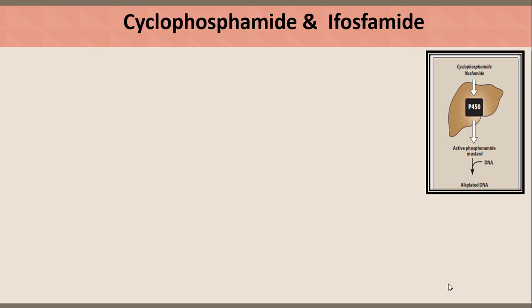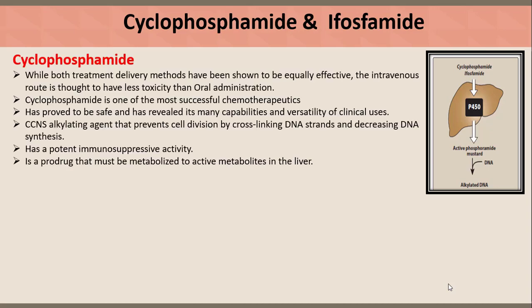When it comes to cyclophosphamide, while oral and intravenous delivery methods have been shown to be equally effective, the intravenous route is thought to have less toxicity than oral administration. Cyclophosphamide is one of the most successful chemotherapeutics. It has proved to be safe and has revealed many capabilities and versatilities of clinical use. Cyclophosphamide is a cell-cycle non-specific alkylating agent that prevents cell division by cross-linking DNA strands and decreasing DNA synthesis. It has potent immunosuppressive activity, and it is a prodrug that must be metabolized to active metabolites in the liver.